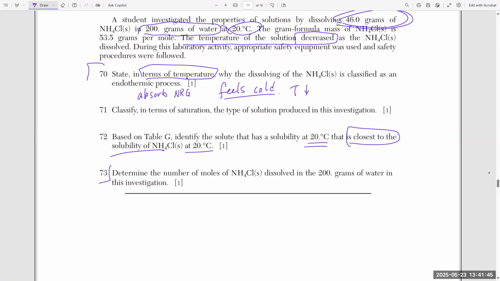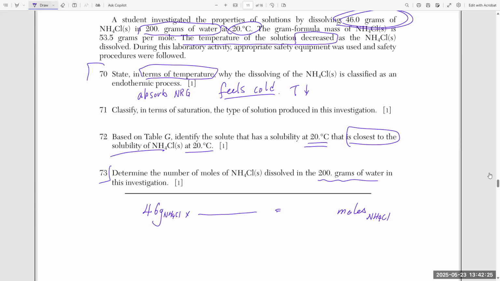Determine the number of moles of ammonium chloride dissolved in 200 grams of water in this investigation. All right, so be careful. This is extra information, extraneous information. How much did we dissolve? We dissolved 46 grams of NH4Cl, right? All right, so how do we get to moles of NH4Cl? How do we do that, kids? You need a formula of mass, right?